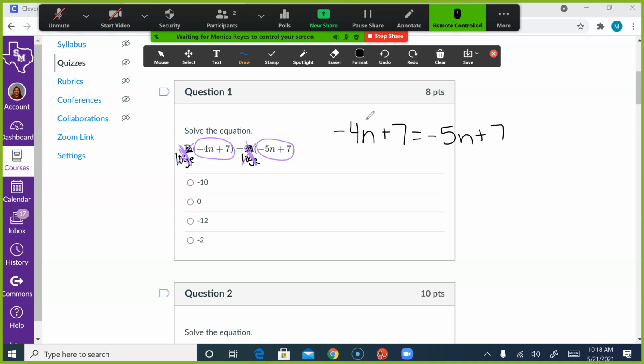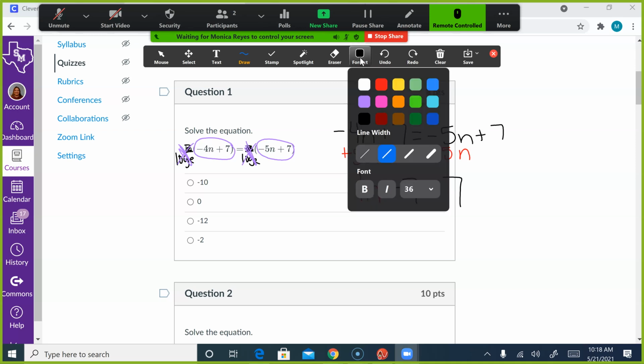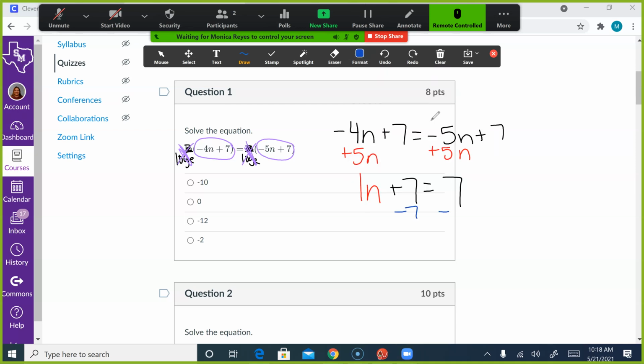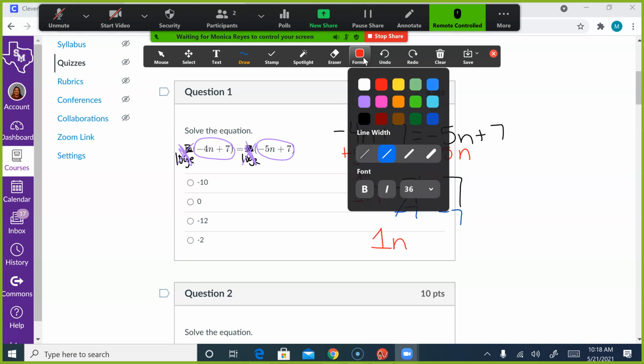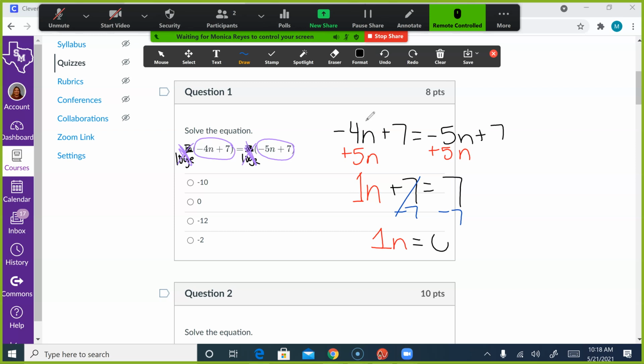All right, so we get all our variables to one side. So we're going to add 5n to this side. So negative 4n plus 5n is just 1n, which you really don't need the 1 there. Equals 7. And then we move all our numbers to the other side. So we're going to subtract 7. And this is not ln, this is actually 1n. I know it looks like ln. So 1n equals 7 minus 7, which is just 0.